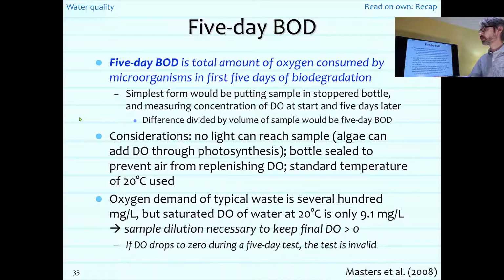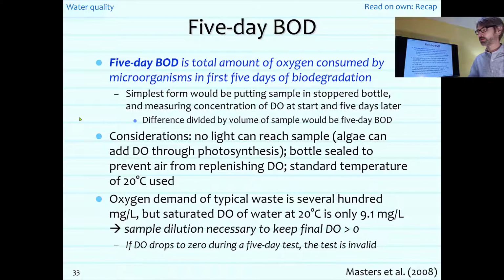The simplest form of a 5-day BOD test would be putting a sample into a stoppered bottle and then measuring the concentration of the DO at the very beginning of the test and then 5 days later. The difference divided by the volume of the sample would give me a 5-day BOD. To conduct this test, I have to make sure that no light can reach my sample, because algae can actually add dissolved oxygen through photosynthesis. The bottle has to be sealed to prevent air from replenishing any DO, and we use a standard temperature of 20 degrees Celsius.